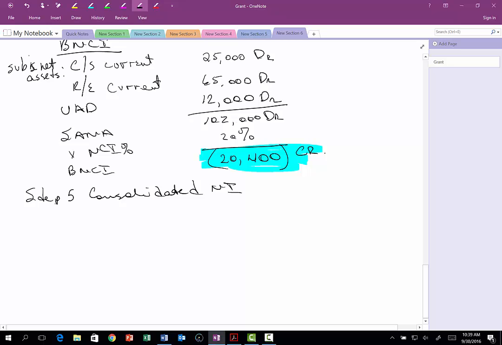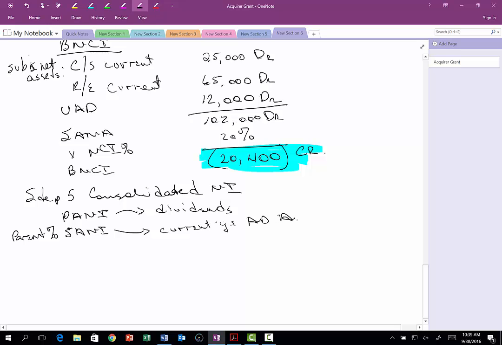And remember, it's essentially equal to the parent's adjusted net income, which at this point the only thing we would adjust it for is dividends, and the sub's adjusted net income. And we take the parent portion of it. So we take the parent portion of Sanny, and we take all, of course, of Panny. And of course, the sub's adjusted net income gets adjusted for current year's AD amortization. Okay? We're basically adding those two together to get consolidated net income.